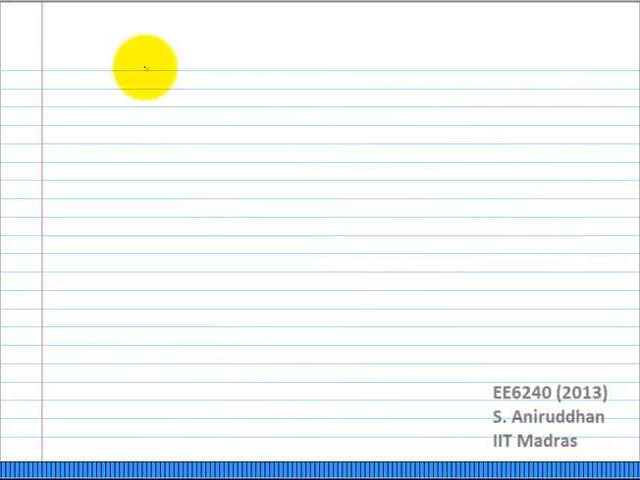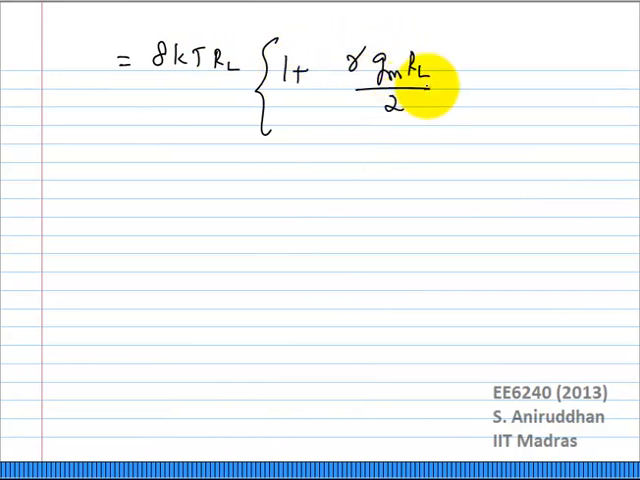So I'll rewrite this as 8 kT RL (1 plus gamma GM RL by 2 plus ...). So first of all, the thing to note is that if you want to reduce the noise from the switch, you have to have a very large VLO, right? If you drive it with a sinusoidal. But even otherwise, the larger you make VLO, the faster the differential pair will switch. But you also know that that makes your linearity much worse because of the displacement current.